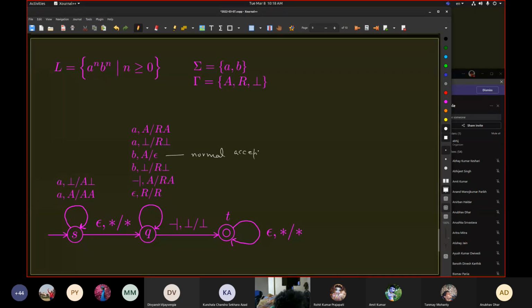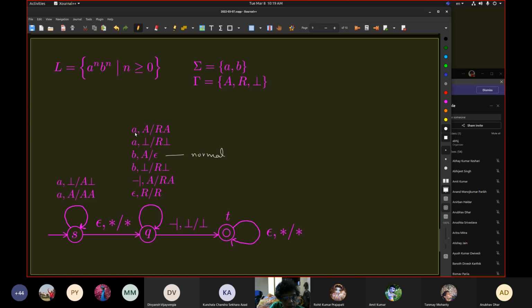Acceptance loop, I would say. Acceptance procedure or whatever. Okay. So acceptance is perhaps not a good thing. This is a normal behavior that the machine should do. Otherwise, if something abnormal happens, the machine pushes an R to the top of the stack.